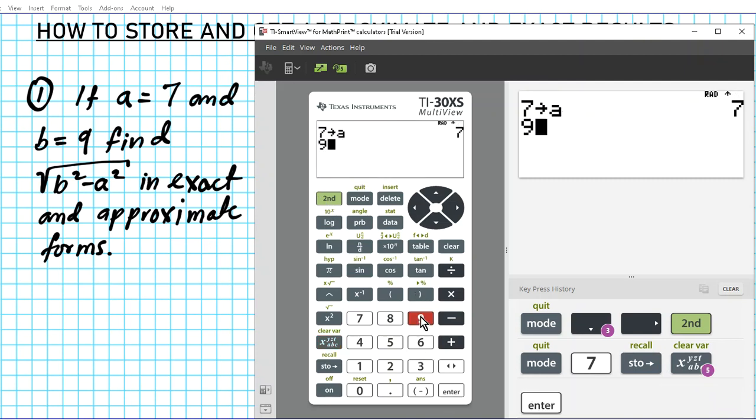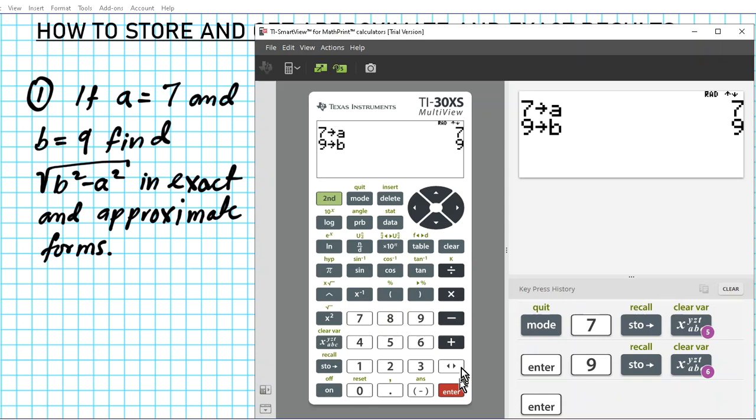Now we're going to have 9 stored in the B position. So store B. I'm going to press this. I'm guessing 6 times for the B to show up. 1, 2, 3, 4, 5, 6. Voila, there you go. Press enter. All right, you always have to press enter after the store expression is entered into your calculator.